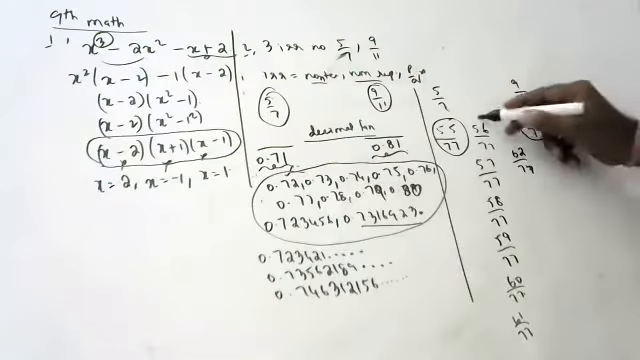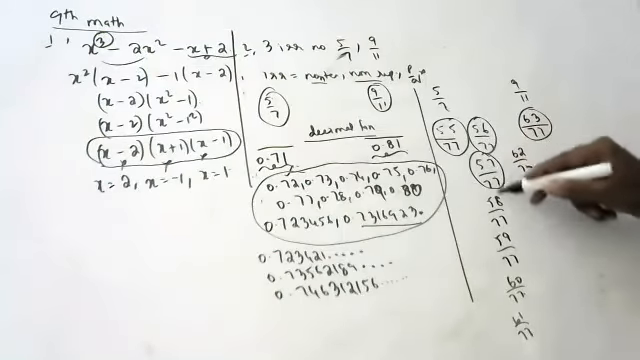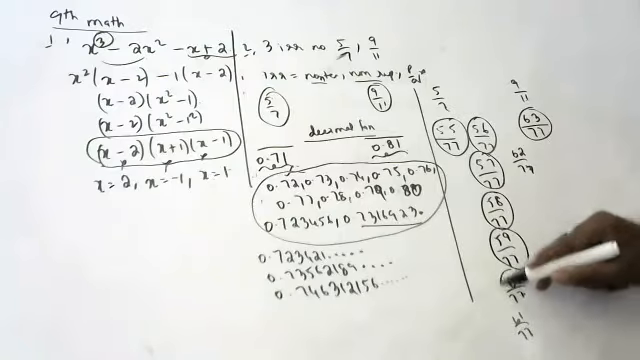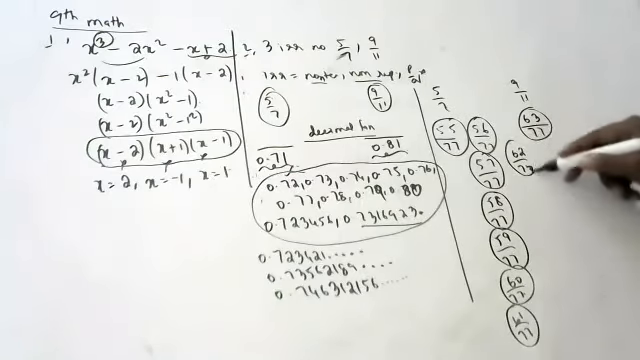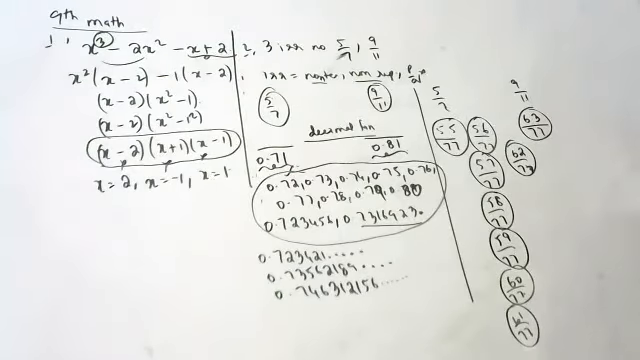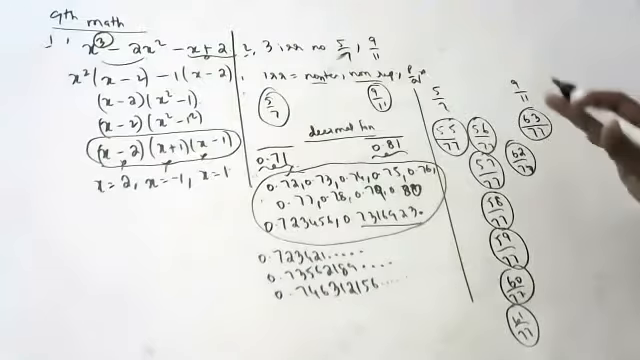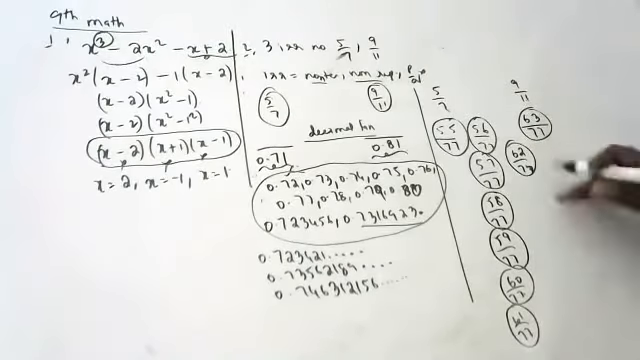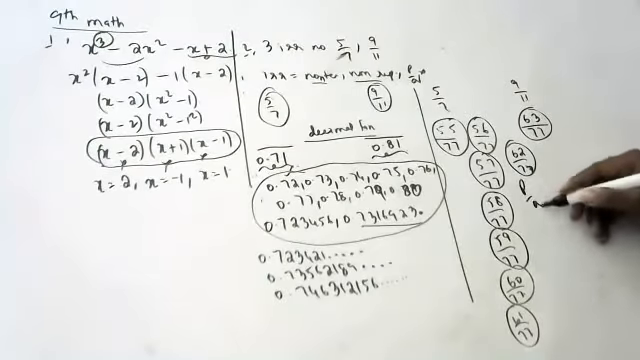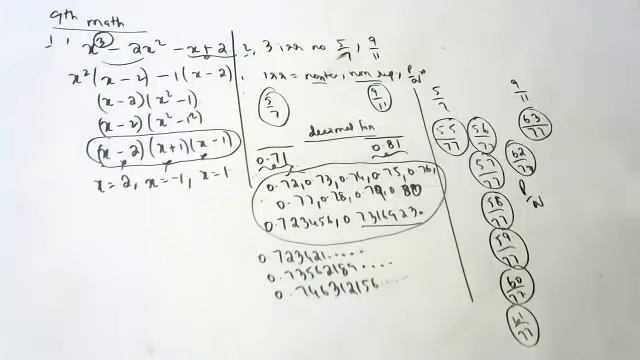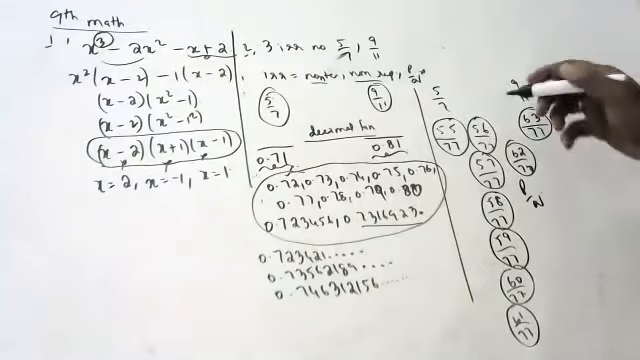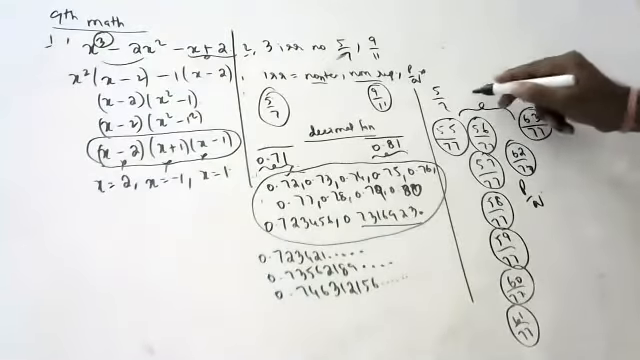Are these rational numbers or irrational numbers, children? Rational numbers, sir. Why are these rational numbers? Because they can be written in P by Q form and Q is not 0. They are rational numbers, children. Because we are writing all in P by Q form, they are rational numbers. So when they are rational numbers, we are inserting rational numbers.